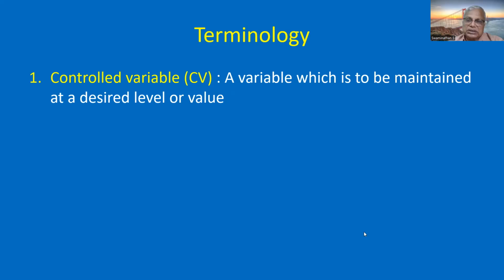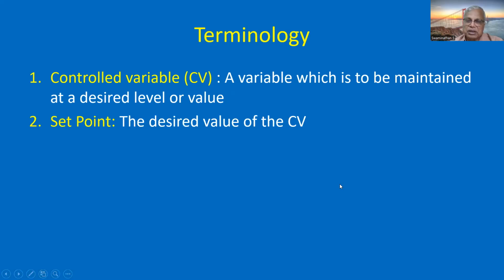Next, what is the desired value of this controlled variable? What value do you want for this controlled variable? That is known as set point. So set point is the desired value of the controlled variable, CV is controlled variable. This is a numerical value. Suppose it is a flow rate, you may want the flow rate to be fixed at, say, 10 kg per hour. Then set point becomes 10 kg per hour. So that is set point.